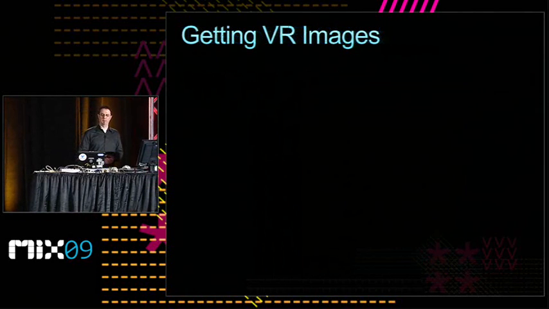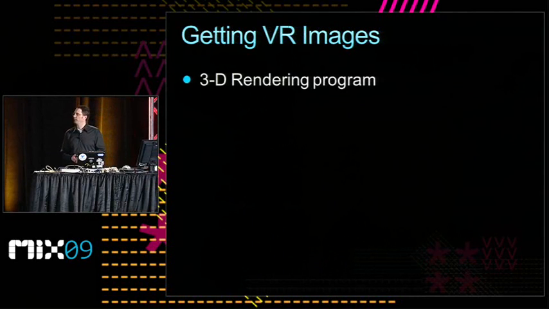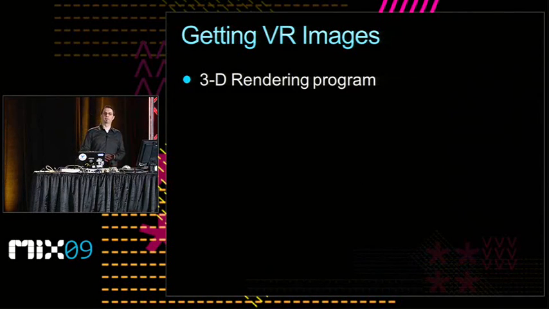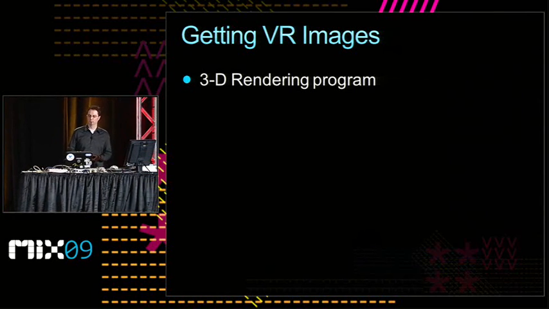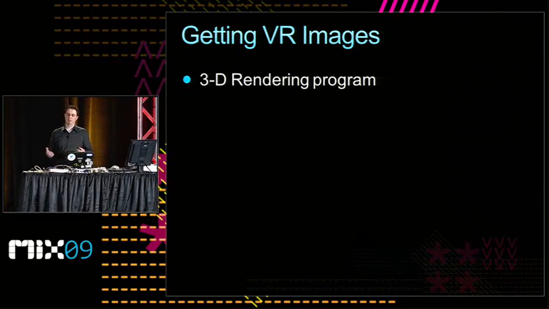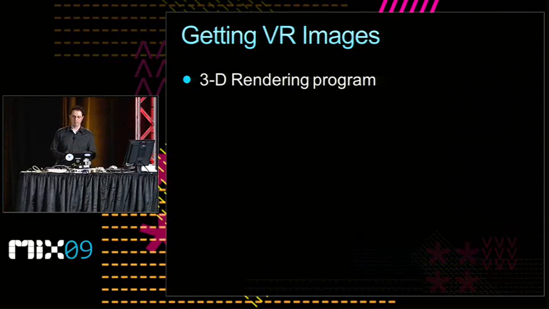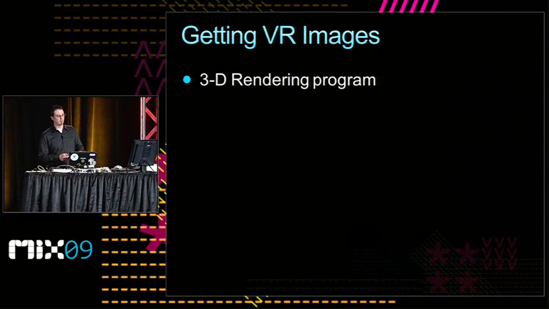So we see these things up here on the screen. Where do I go to get my VR images? Again, you can start with a 3D rendering program. There's a lot out there, really good prices. They usually come with a model library if you wanted to experiment with it. You could render out some images, load them up into a control, and see how they work.